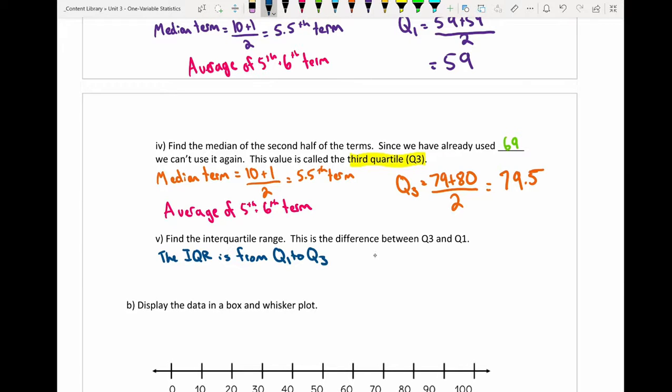So my Q3 was 79.5 minus my Q1, which was 59, and I get 20.5 as my interquartile range. Or basically it is where the middle half of the data sits, or the range of the middle half of the data.